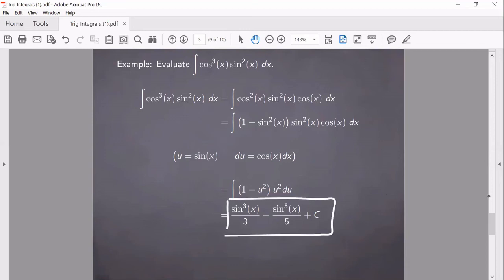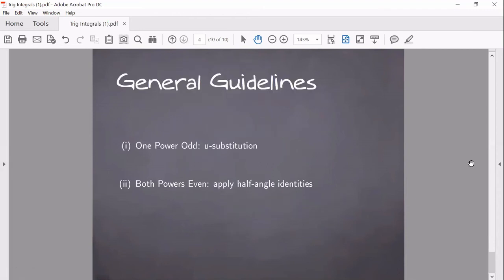So nothing new here. We simply did a u-substitution, and then right here we used a trig identity. This will work for any powers of sine and cosine if one of the powers is odd. So in fact, we have some general guidelines. If we have an integral involving powers of sine and cosine, and one power is odd, we can do a u-substitution just like I did in the last example.